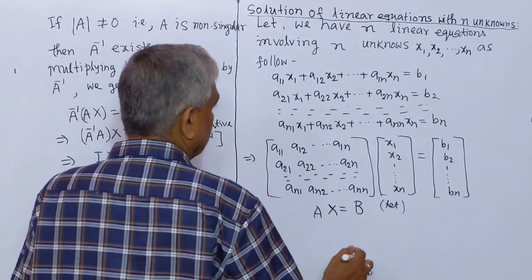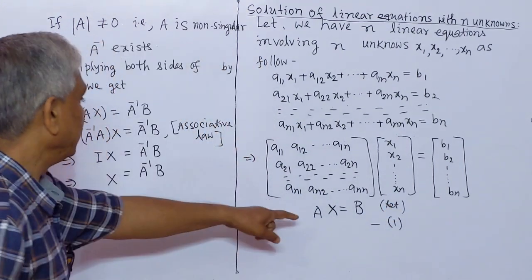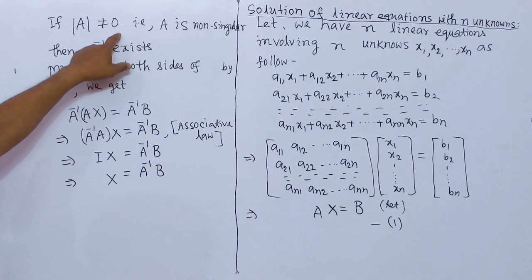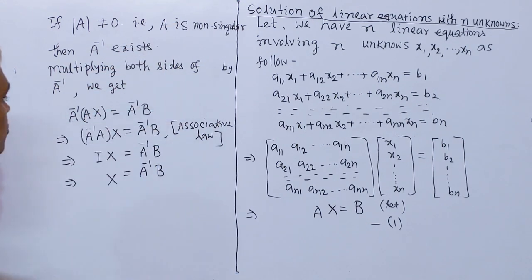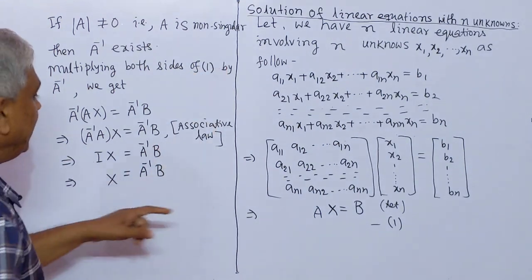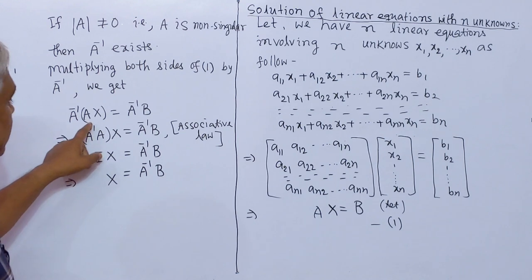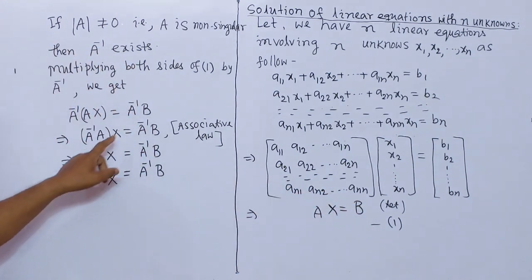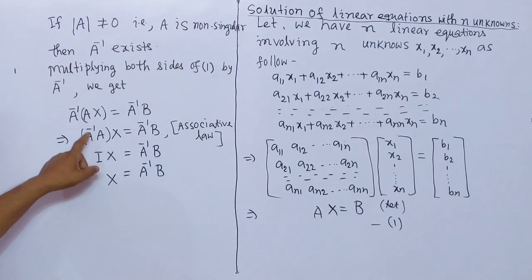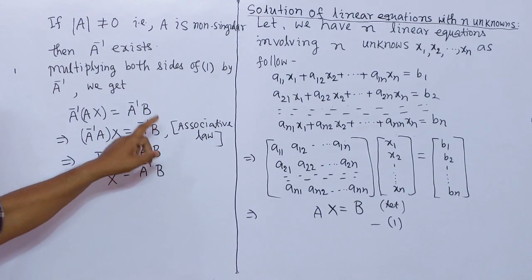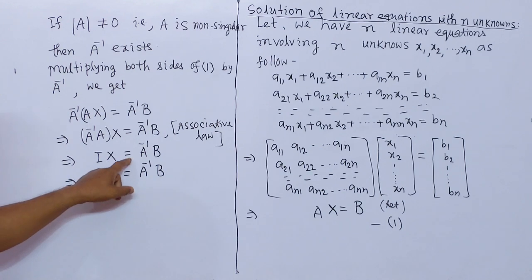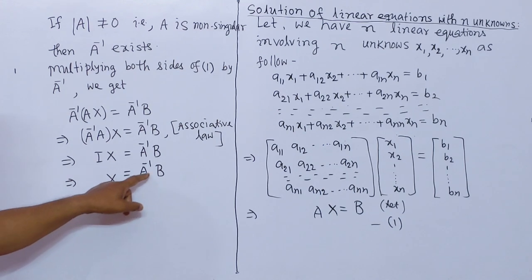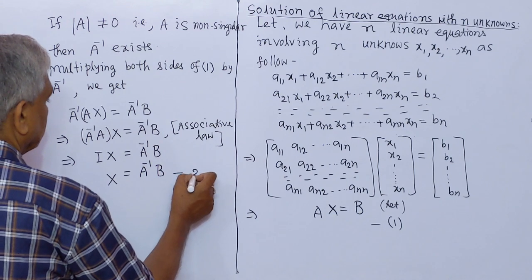Let this be number 1. If determinant of A not equal to 0, that is A is non-singular, then A inverse exists. Multiplying both sides of 1 by A inverse, we get A inverse (AX) equal to A inverse B. By using the associative law, (A inverse A)X equal to A inverse B. A inverse A is the identity matrix, so the X matrix equal to A inverse B, since identity matrix multiplied by any matrix is that matrix. Let this be number 2.